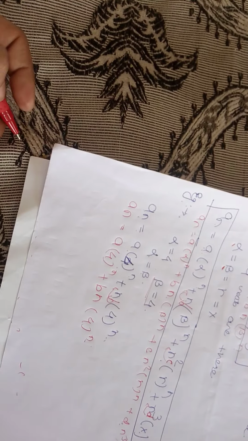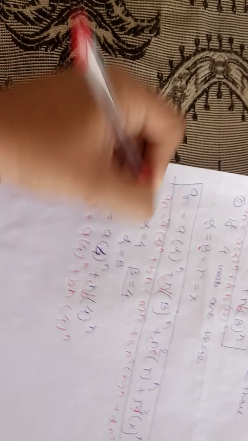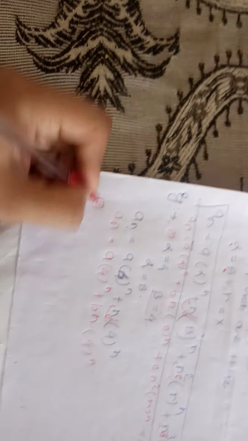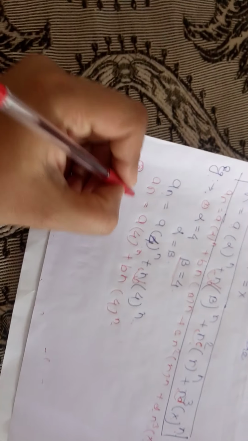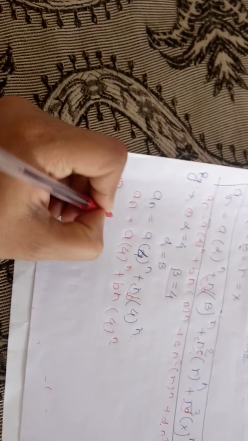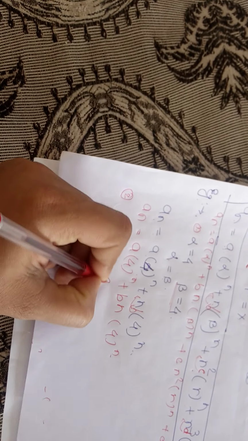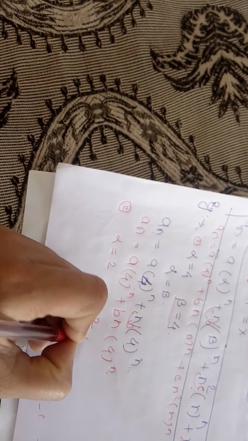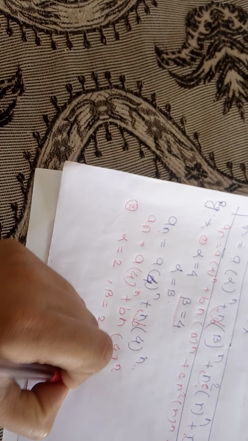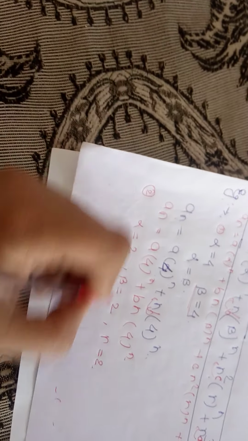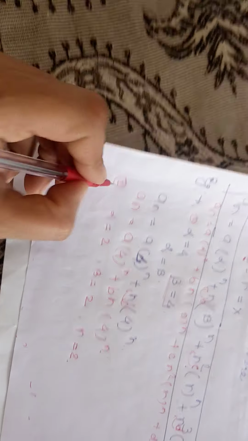Fine. I am taking a second example. This is my first example, the second example is like this. So alpha is equal to 2, beta is equal to 2, and gamma is equal to 2. So what can be my resultant or generalized equation for this?